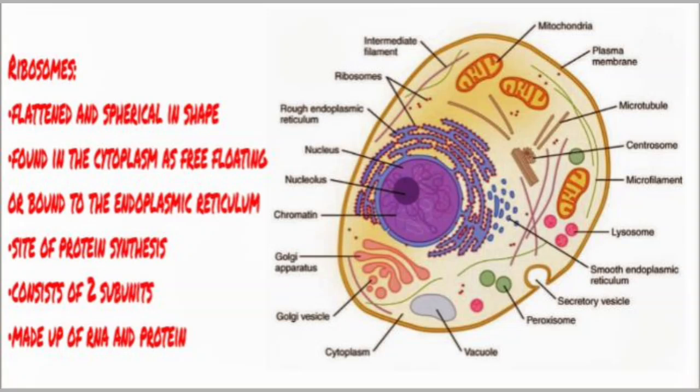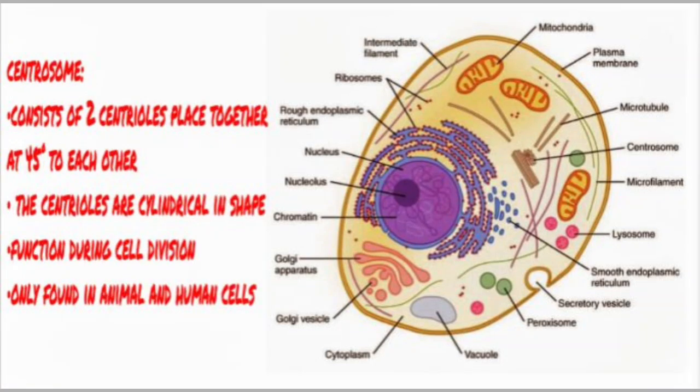The two subunits are joined together by the interactions between the ribosomal RNAs in one subunit and the proteins in the other. The ribosomes in the cytoplasm are either found free-floating or attached to the endoplasmic reticulum to form the rough endoplasmic reticulum.